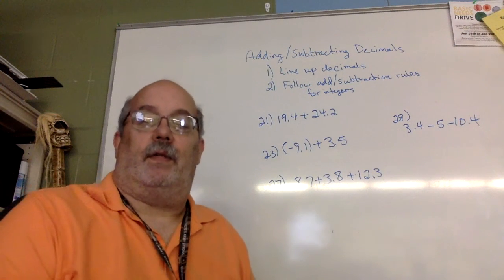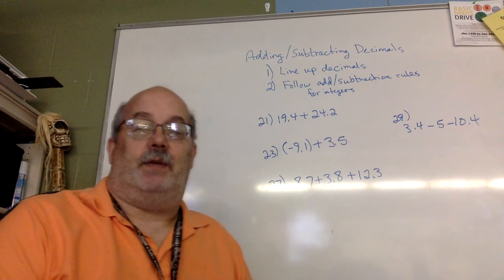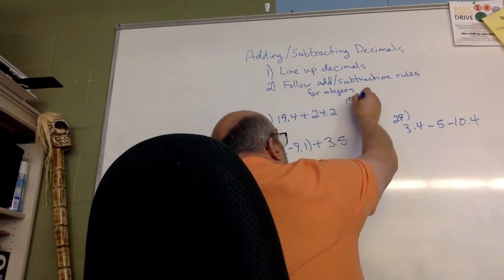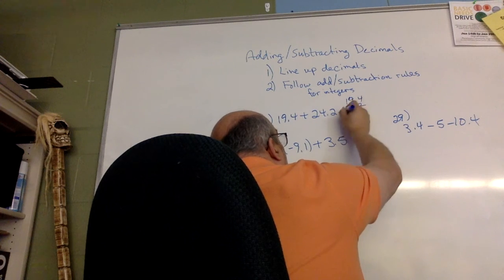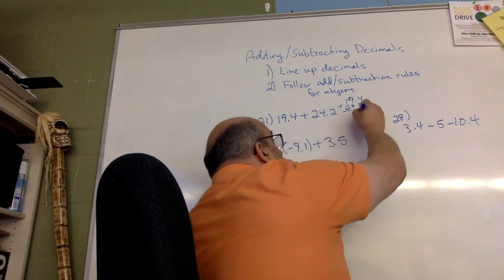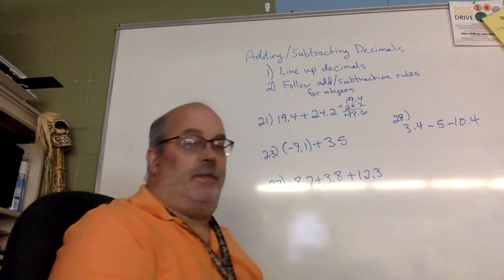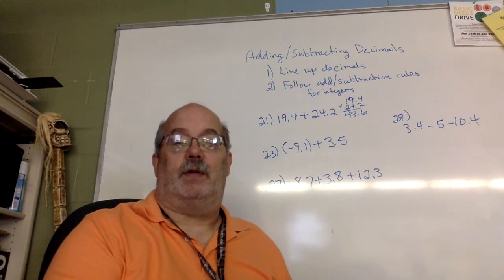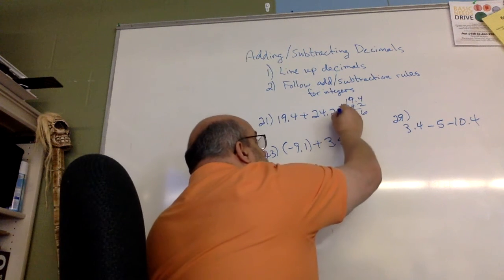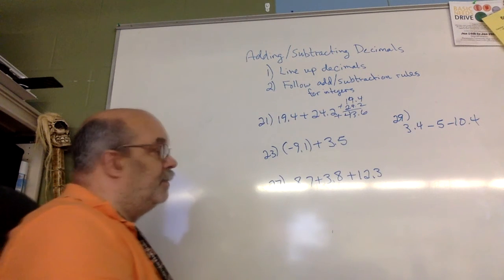Got a little far over to the right there, but we can work it. 19.4 and 24.2. We're going to line up the decimals. They're both positive, so we're going to add. Got 43.6. 24.2 is larger than 19.4. 24.2 is positive. Answer positive. Next one, negative 9.1 and 3.5.